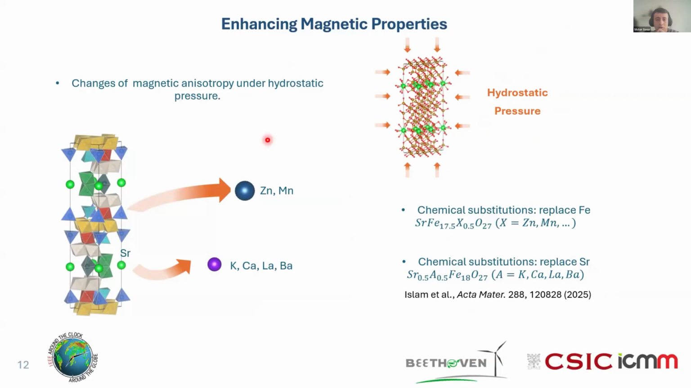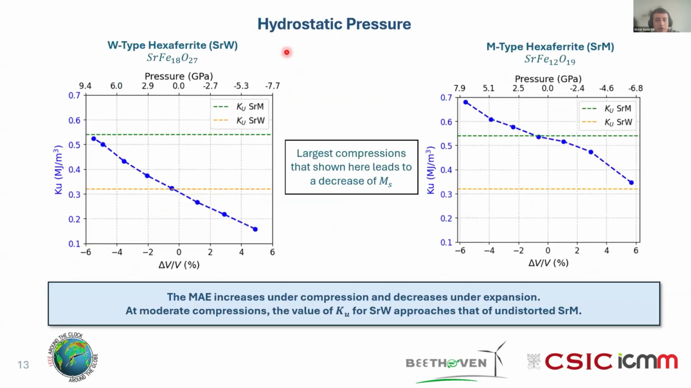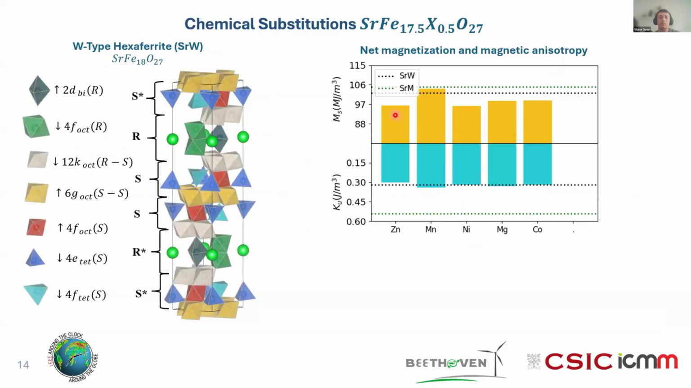Finally, I just want to discuss two ways of increasing the magnetic properties. The first one is using hydrostatic pressure, and the second one is using chemical substitution. In the case of hydrostatic pressure, the idea is quite simple. If we compress the system, it's going to increase the anisotropy. For example, for the W-type hexaferrite, if we compress the system, we can reach similar values to the M-type hexaferrite. And for the M-type hexaferrite, it is the same. If we compress the system, we can also increase the anisotropy.